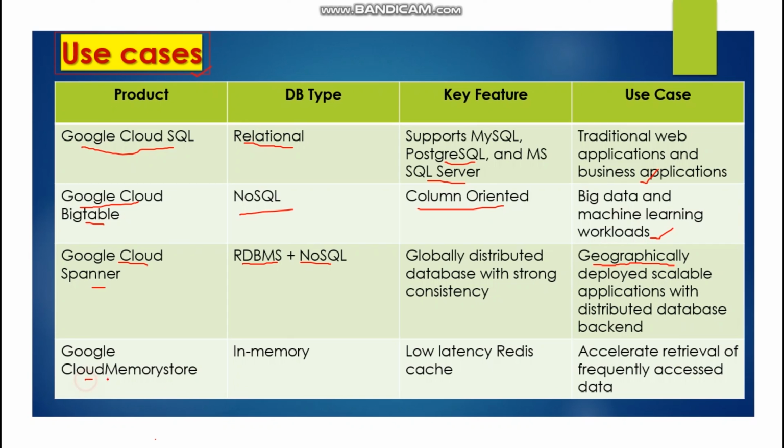Then there is a Cloud Memorystore, that is basically in memory DB type and it has low latency Redis cache, right? You can use this application wherever there is a frequent retrieval of data. In that cases you can go and use Cloud Memorystore. Okay, so that's all about this section.